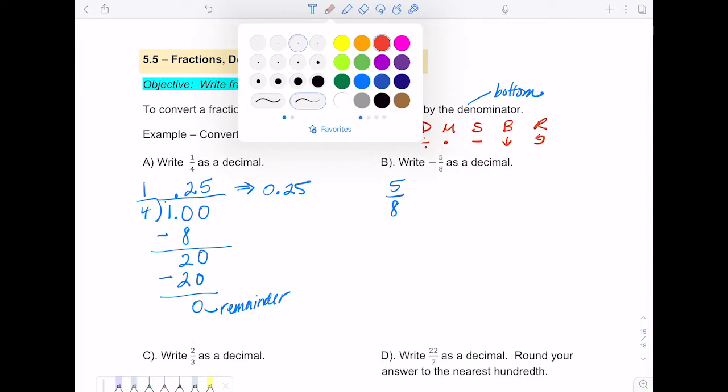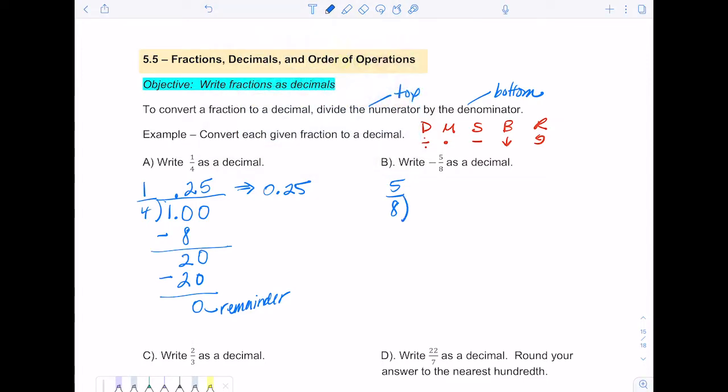So the first thing I'm going to do is take that numerator 5 and put it inside the division box. Remember to add a decimal point up top, just so you don't forget it. Now I'm going to divide 8 into 5, which I can't do. So I'm going to add a 0. I can divide 8 into 50, so it goes 6 times at most. 6 times 8 gives me 48, and then I'm going to subtract. 50 minus 48 is 2.